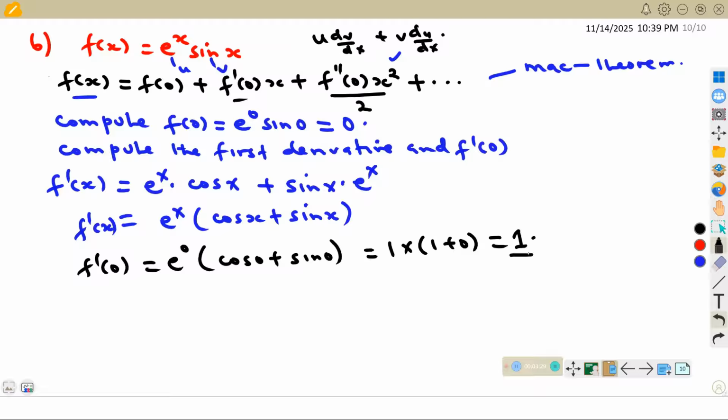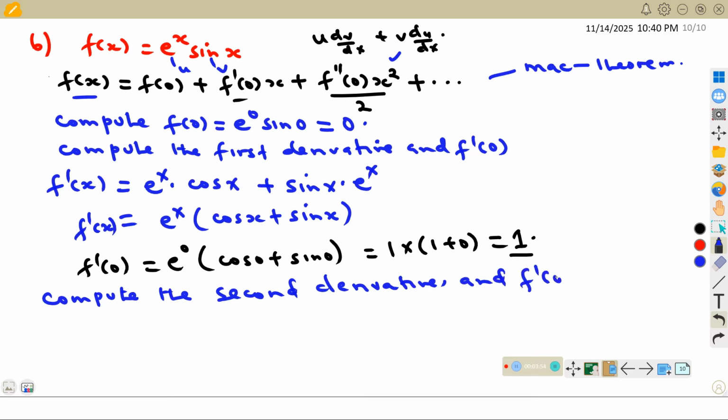So next, let us compute, from here we need the second derivative. So let us compute the second derivative. We shall compute the second derivative, and after we find f derivative of 0, f double derivative of 0.